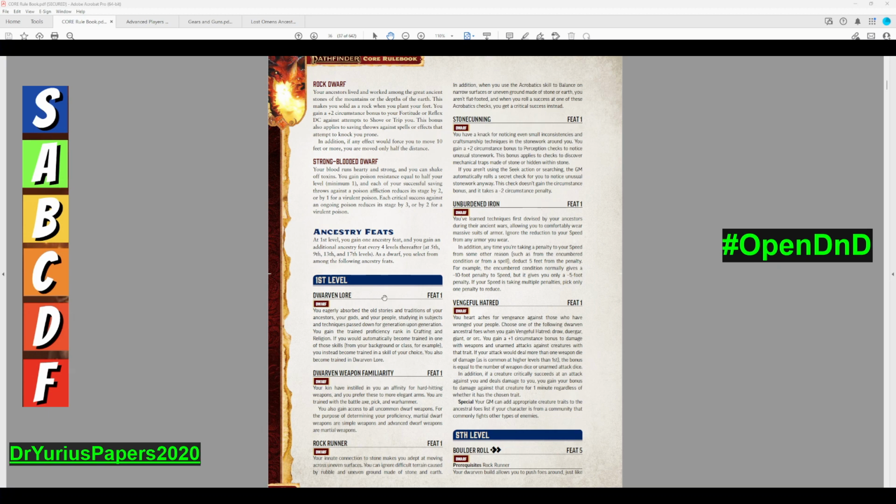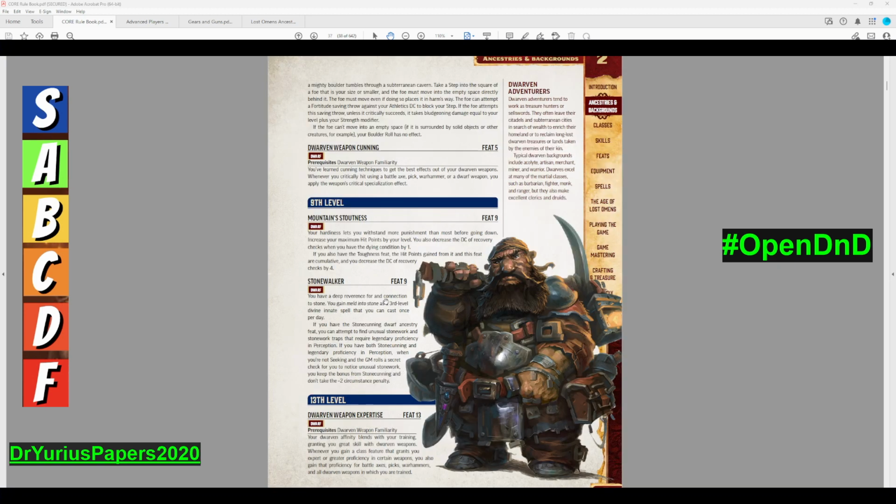So, for instance, with the dwarf, we've got 1, 2, 3, 4, 5, 6 different first level ancestry feats, and every time you reach one of those milestone levels, you can pick a feat of the level that you are or below. So I could pick all of these first level feats if I wanted to. You've got Dwarven Lore, Dwarven Weapon Familiarity, Rock Runner, Stone Cunning, Unburdened Iron, Vengeful Hatred. And then at 5th level, it's got more things. They get more powerful as you get up in levels too.